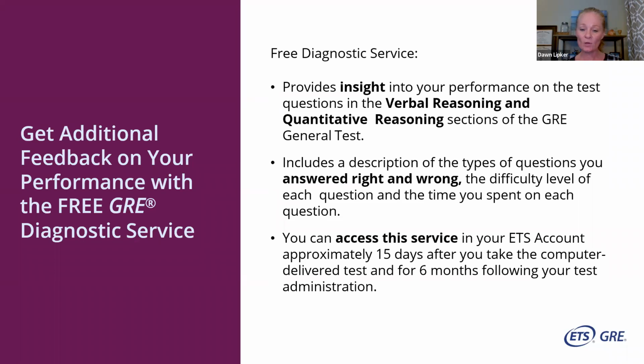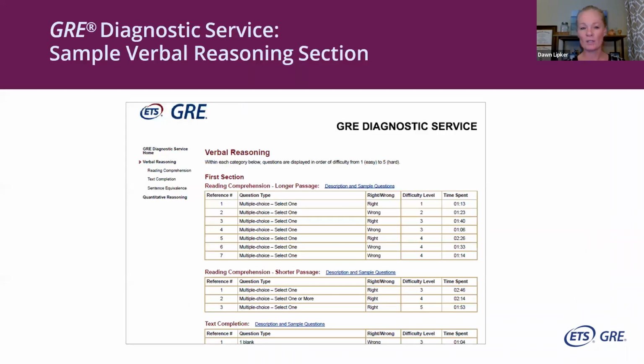You can see a summary of the questions you answered, the ones you got right, the ones you did not get right, and the difficulty level of each. And also you can see how much time you spent on each question. This is really helpful, especially if you're planning to take the GRE test again. Again, it's delivered about 15 days after your computer delivered test. So let's take just a peek at what it looks like.